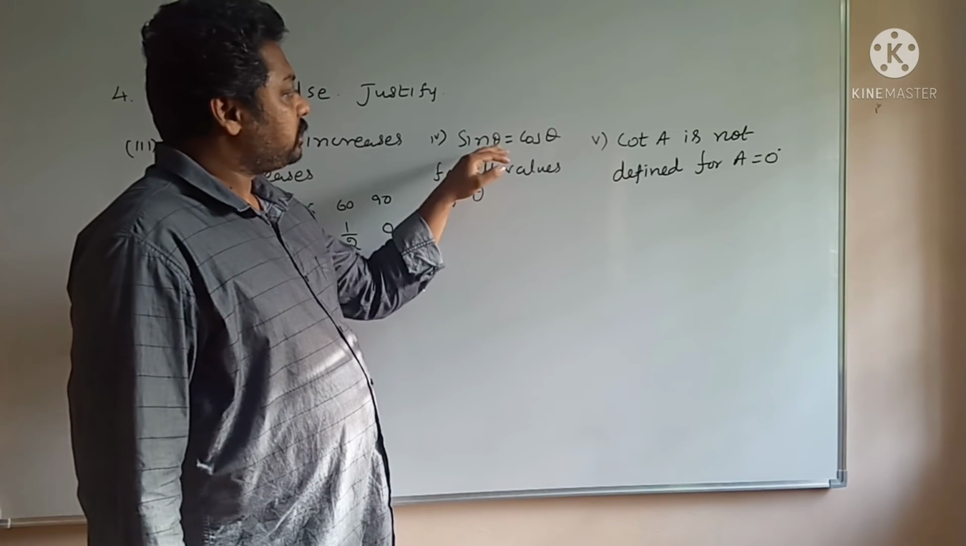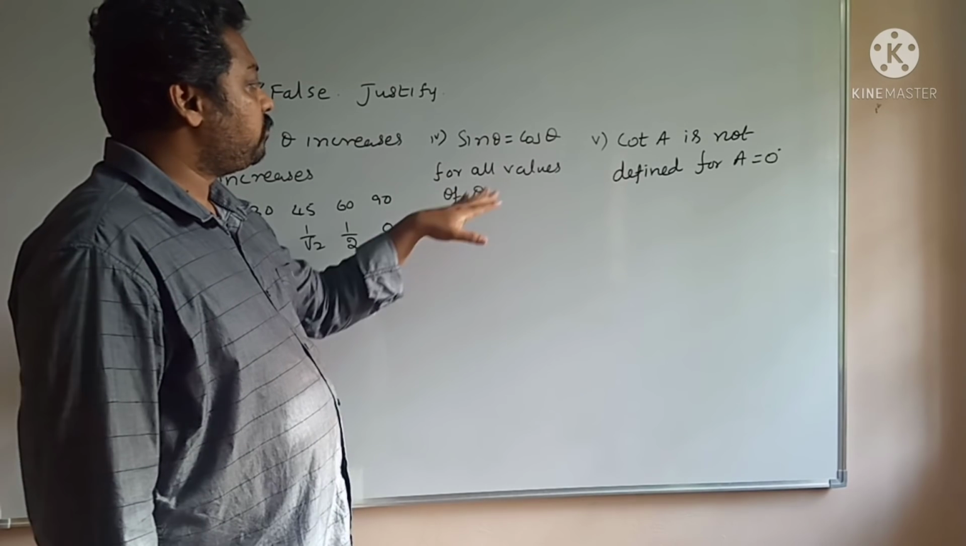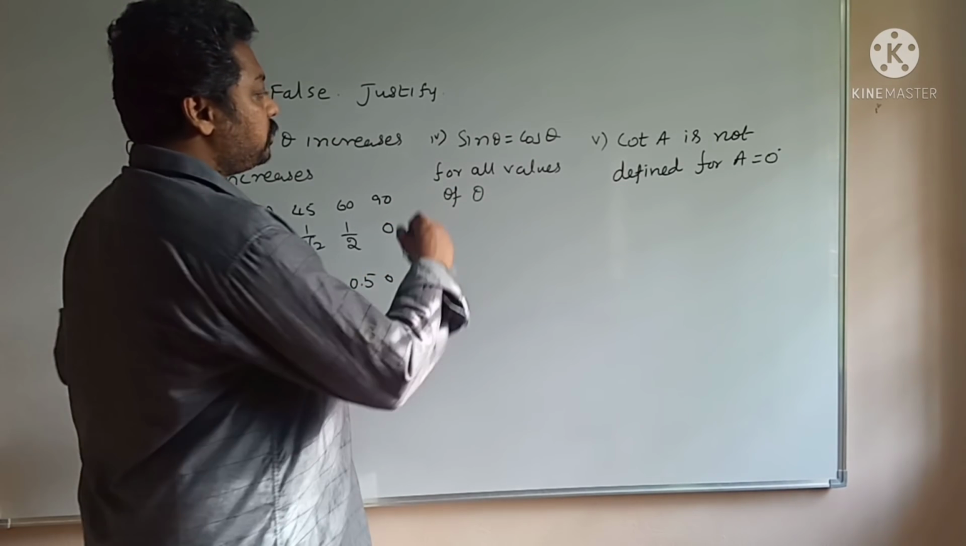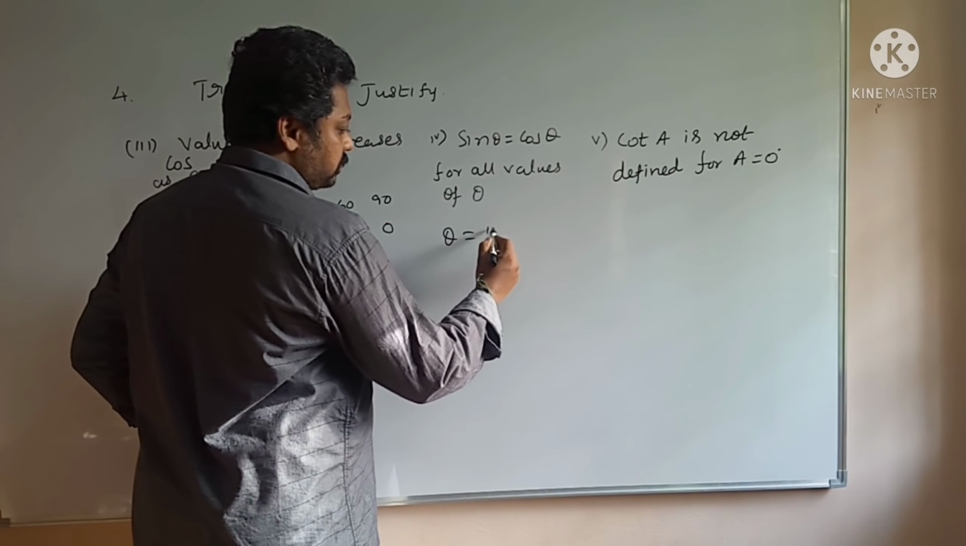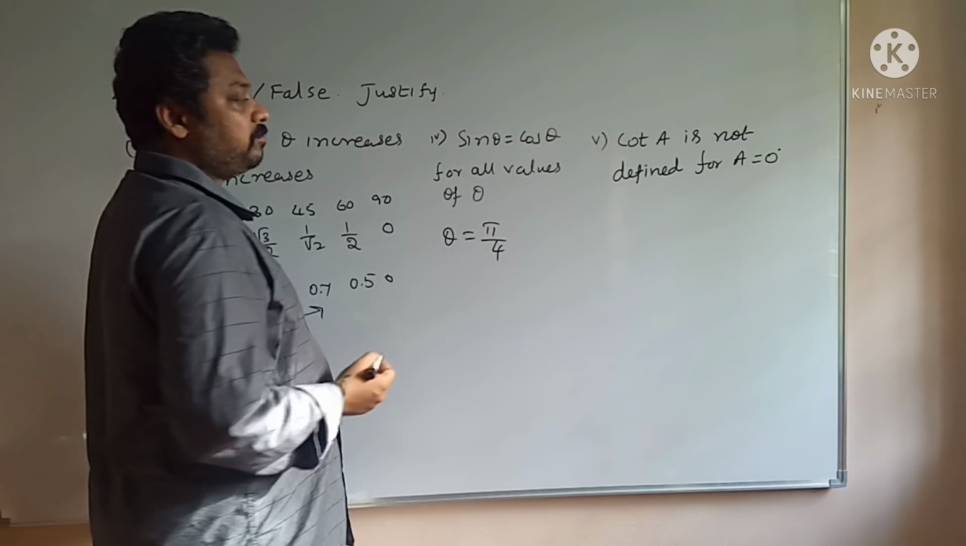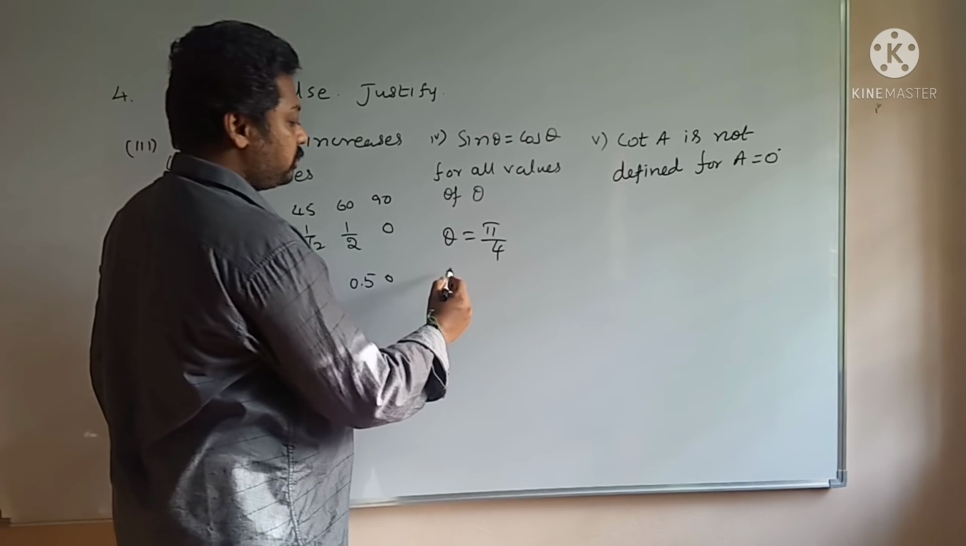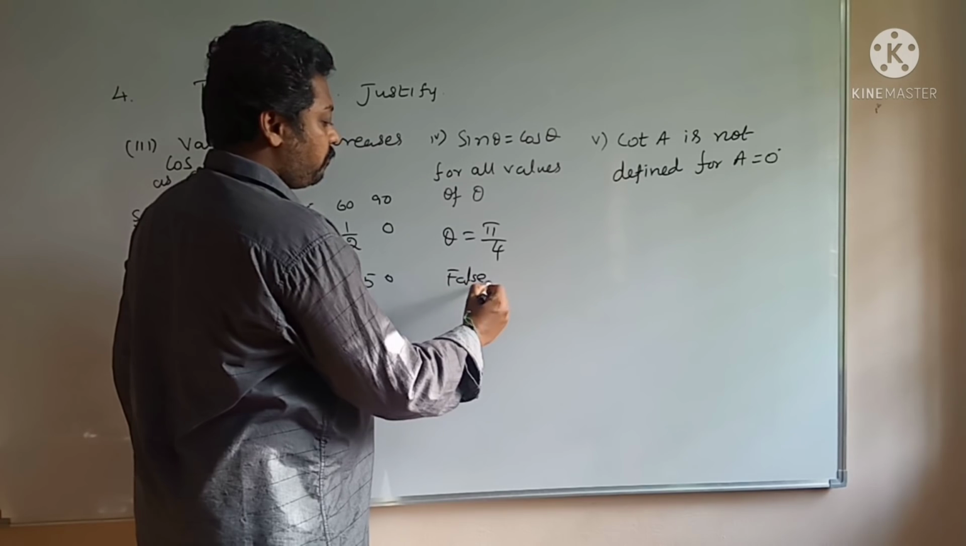Coming to fourth Roman, sin theta is equal to cos theta for all values of theta. No. So sin theta is equal to cos theta only for theta is equal to pi by 4, not for any other values. Therefore the given statement is false.